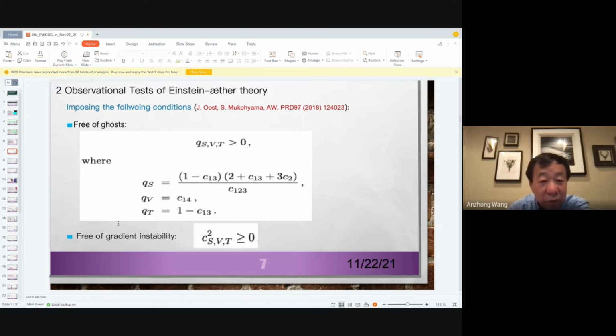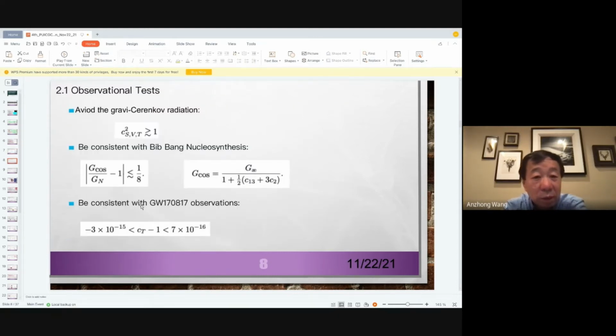The same thing holds for gradient instability. The squares of the velocities of these three species have to be positive. So this is the second requirement. The third one: if the speed of any of them is less than 1, we have Cherenkov radiation, and we do not want this to happen. So we require each of the species to travel at least at the speed of light.